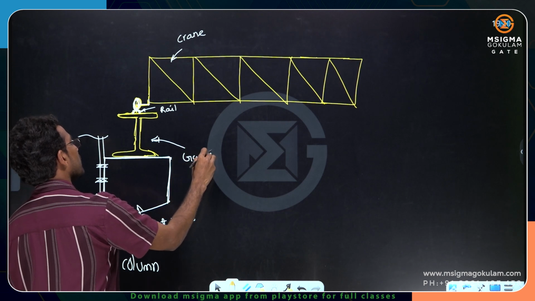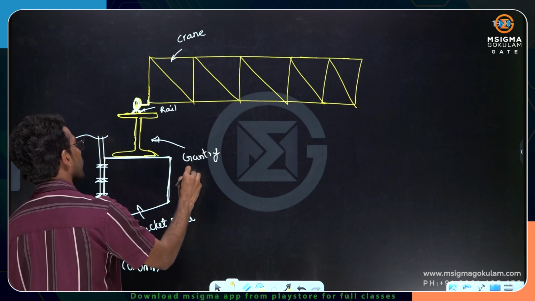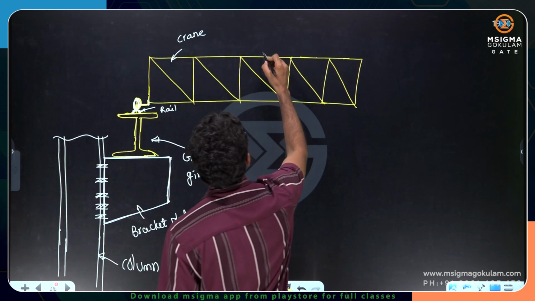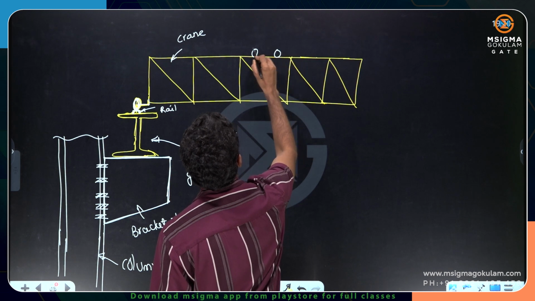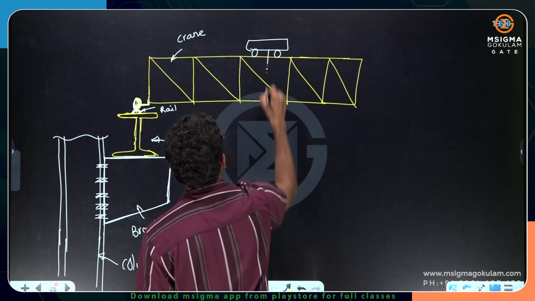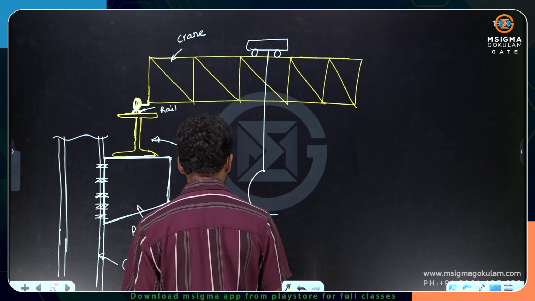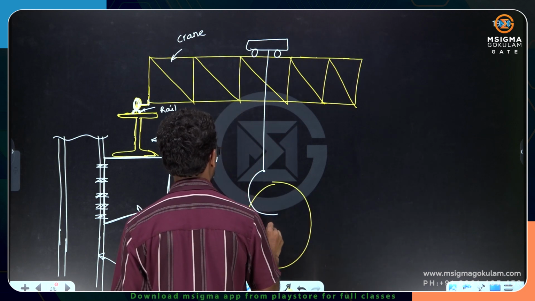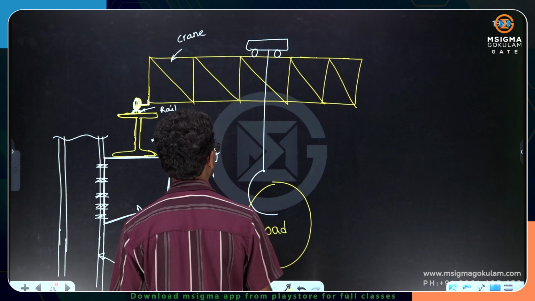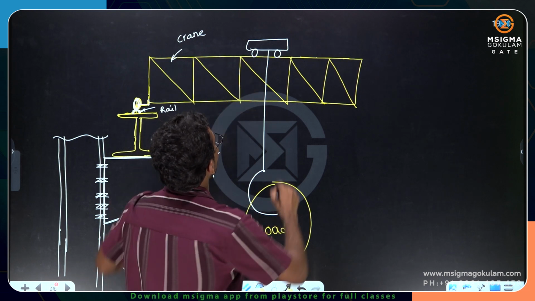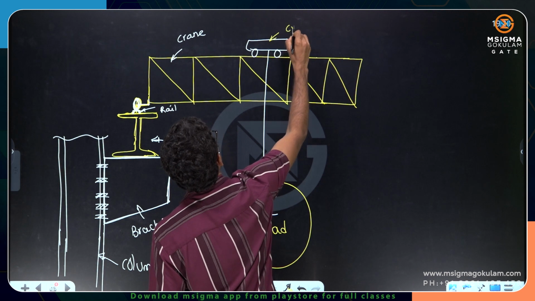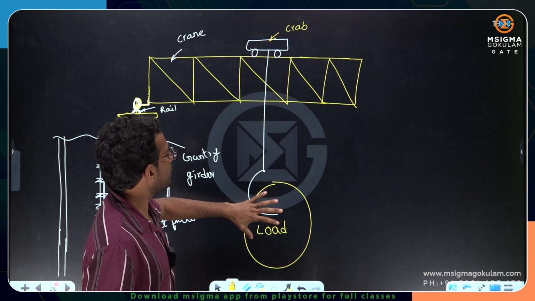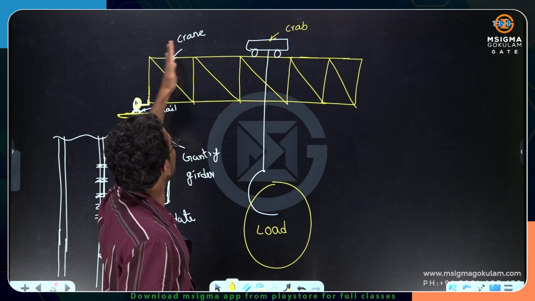My dear friends, I will explain once again, don't worry. It's a very simple concept. Look here, there is a vehicle called a crab. From the crab, there is a hook arrangement, and to this hook we attach a certain load. This crab moves here and there in the industry.